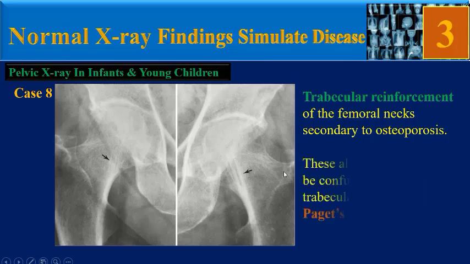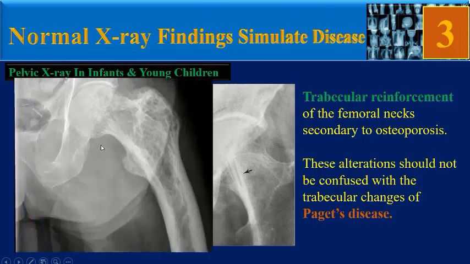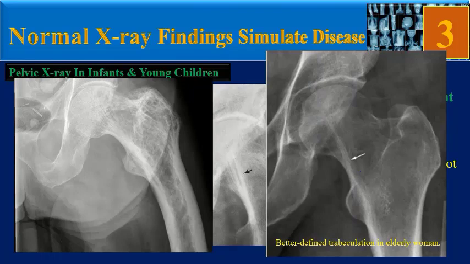This alteration should not be confused with the trabecular changes of Paget's disease, like in this patient. Another example, which shows better defined trabeculation in an elderly woman caused by osteoporosis.